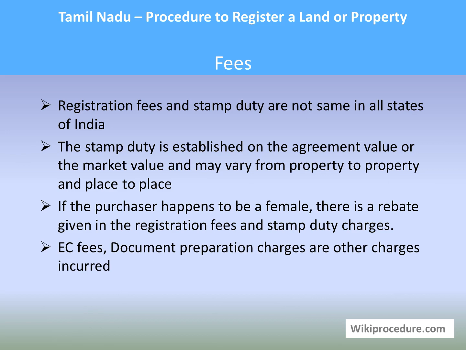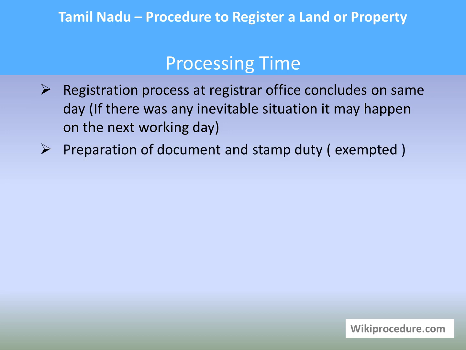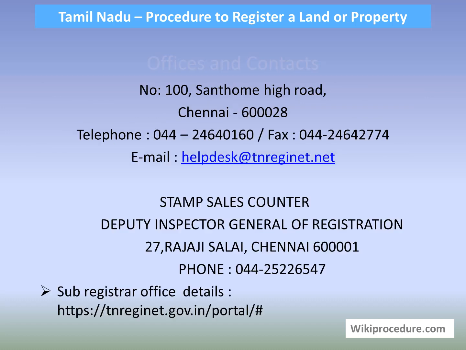EC fees: encumbrance certificate fees, document preparation charges or other charges incurred. Processing time: the registration process at the registration office concludes on the same day while the check by the sub-register happens, and due to some inevitable conditions may happen on the next working day. Preparation of document and stamp duty is exempted. Maybe with the right person you can do it quickly.